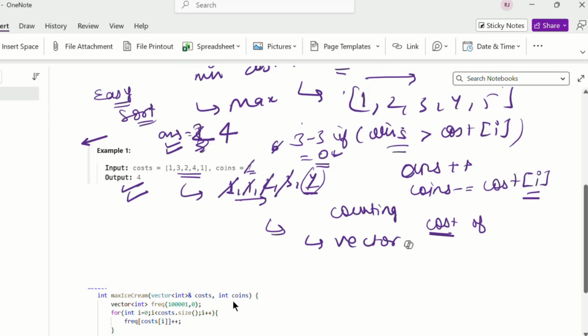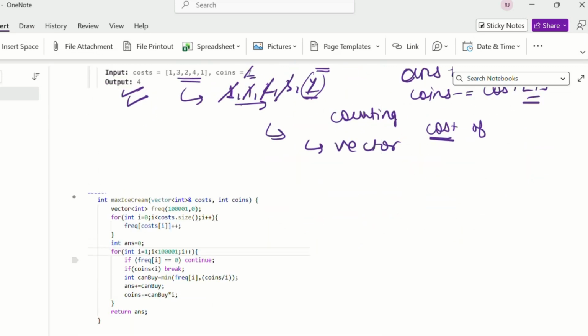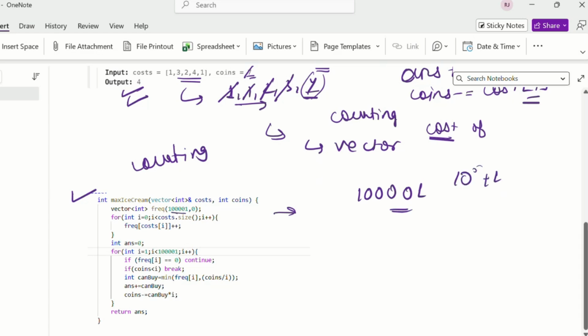Suppose the same thing I have done in my solution. I did this solution using counting sort. So what I'm doing in this solution is that I declared this frequency vector. I have used a size of 10 to the power 5 plus 1 for that frequency, because my cost of I can range from 1 till 10 to the power 5. So that's why I have used this size as 10 to the power 5 plus 1, so that I am able to store my 10 to the power 5 value as well.